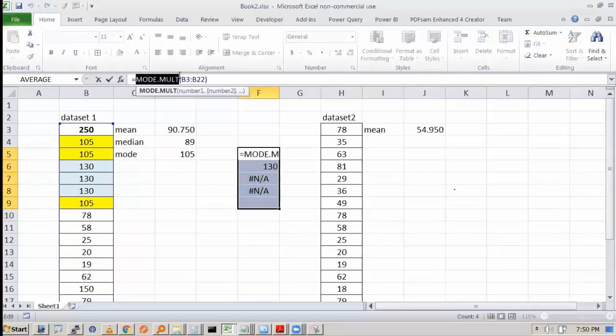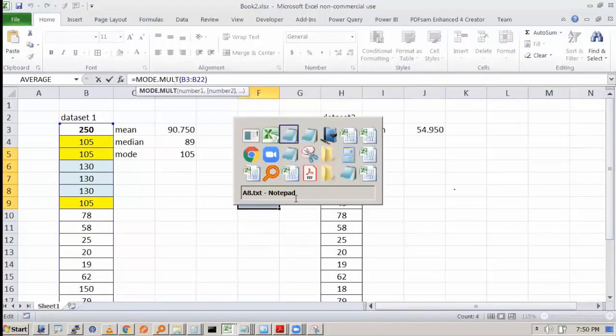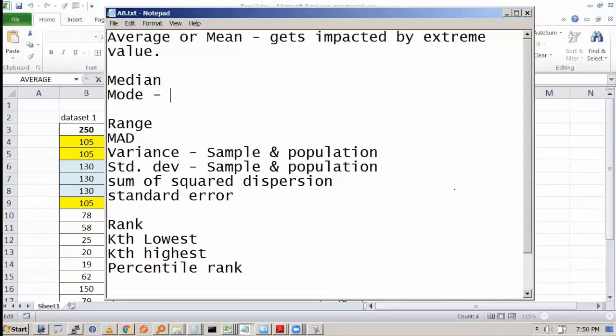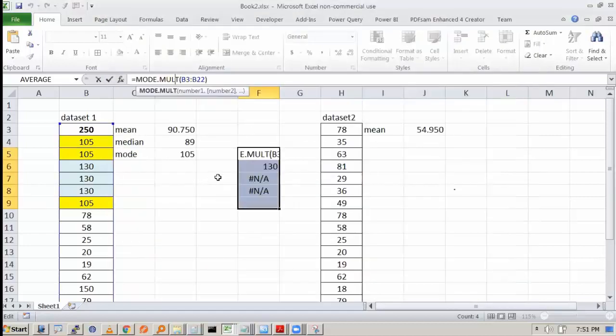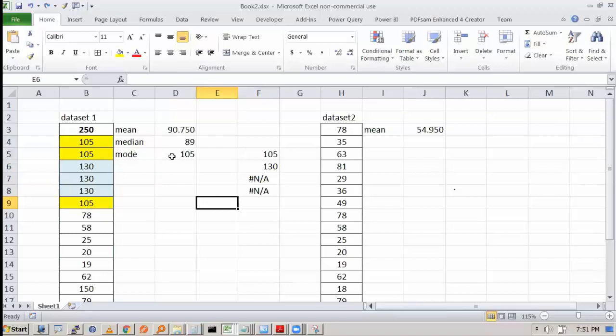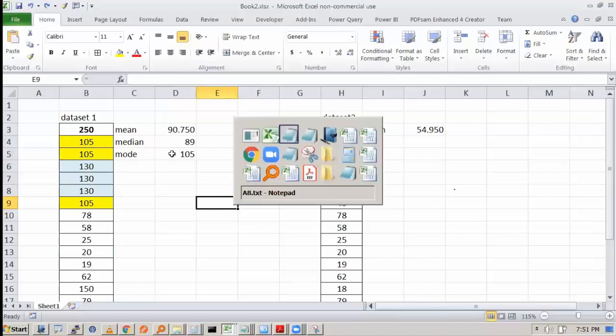Please remember, in mode calculation you have 2 items: one is MODE.MULT and the other is MODE.SNGL. These are the 2 items. Normally, the mode is that item which is most occurring.